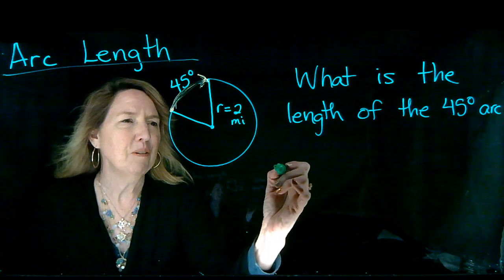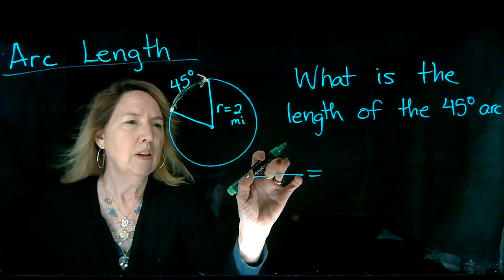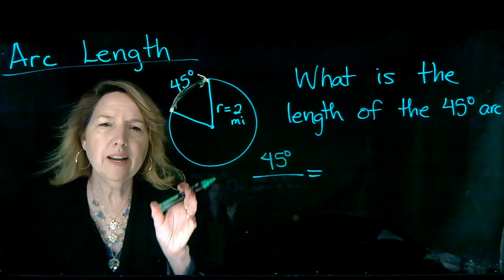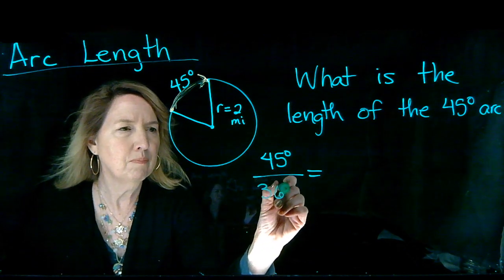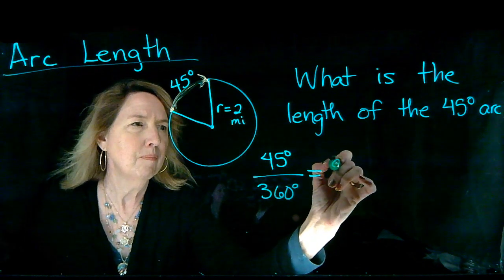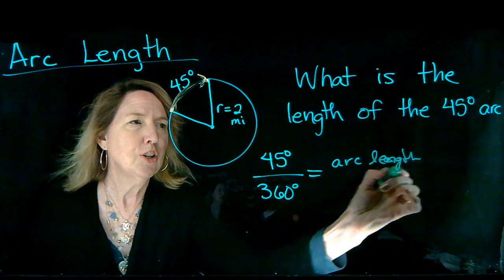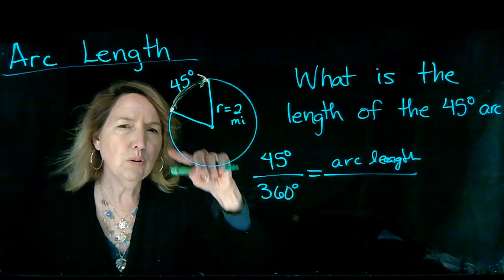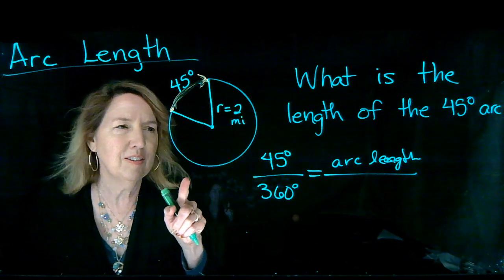So here's what you do. The idea is the central angle, 45 degrees, is related to the total angle, 360 degrees, as the arc length is related to the total length. Now, the total length, another word for that on a circle, is circumference.